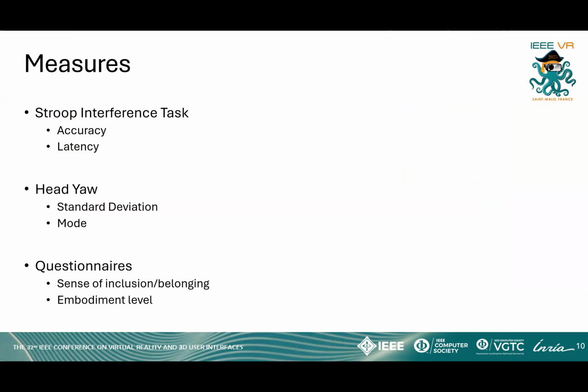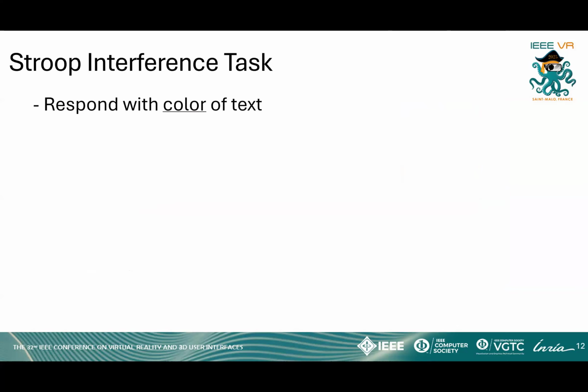So we had 3 main measures when we were conducting this experiment. First, we had the Stroop task. The Stroop task is a working memory task that asks participants to respond to the color of a text.